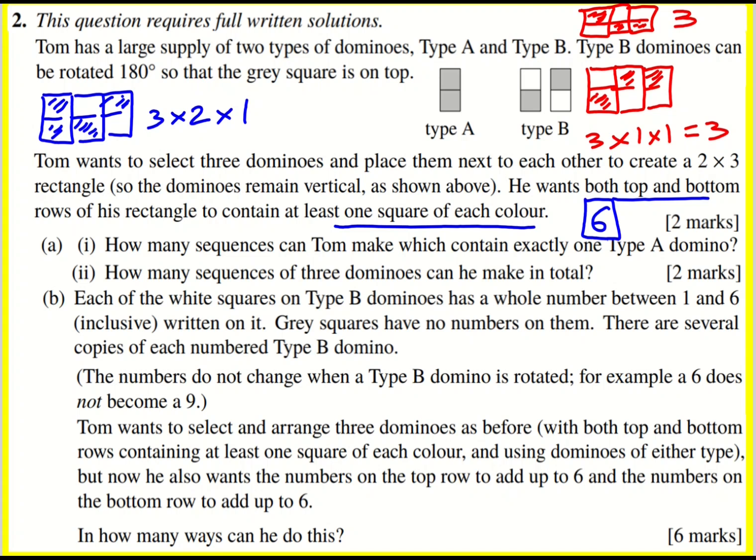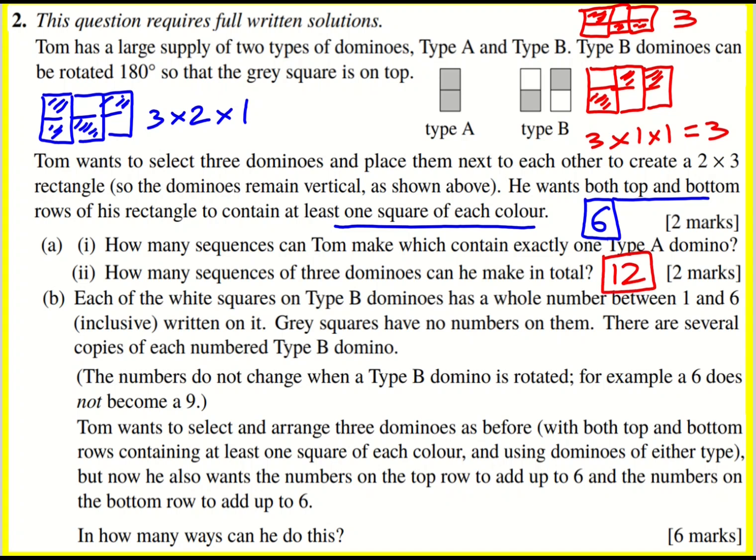But I've tried to use counting arguments because that's going to help us in the long run with these sorts of questions. So we've got 6 possibilities when there's 1 type A. We've got no possibilities when there's 2 or 3 type A's. We've got 6 possibilities when there's 0 type A's. So in total, there's going to be 12 sequences of 3 dominoes that we can make.